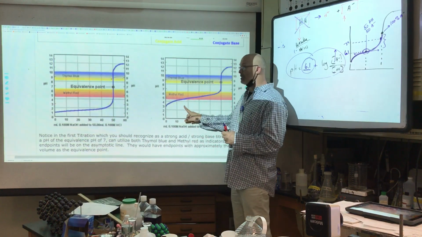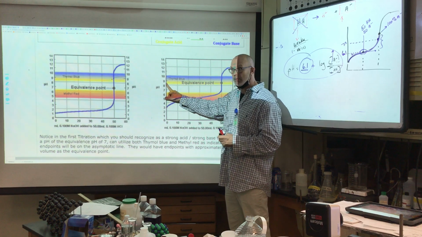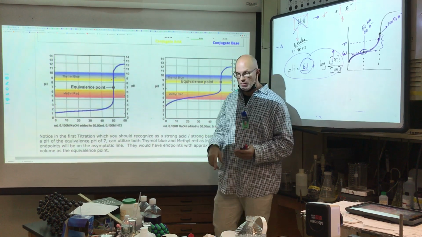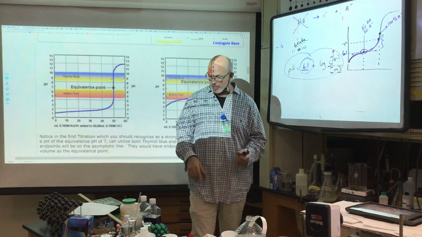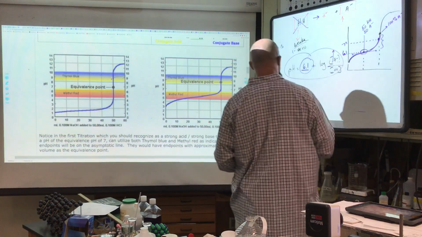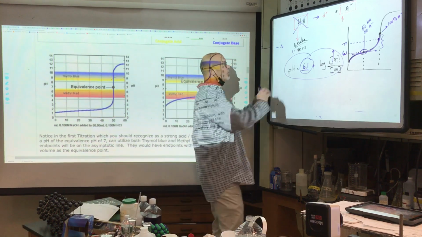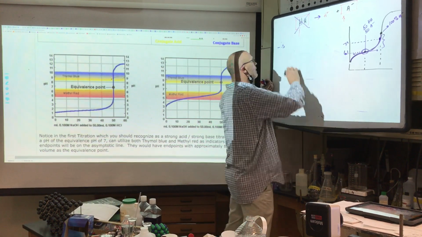Oh, weak acid, strong base. Equivalence point is not 7. What's the difference? What is the difference here? You have to know. Well, in the case of lab 11, what was the conjugate base that we had? Here's the conjugate base that we had.